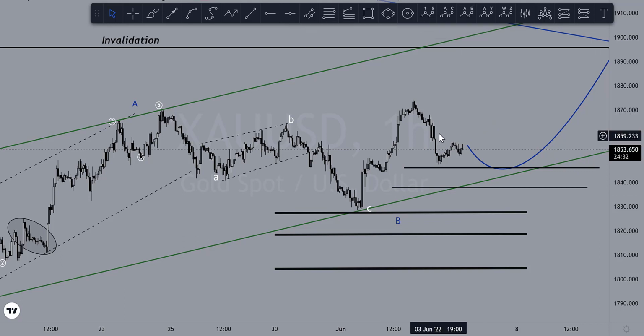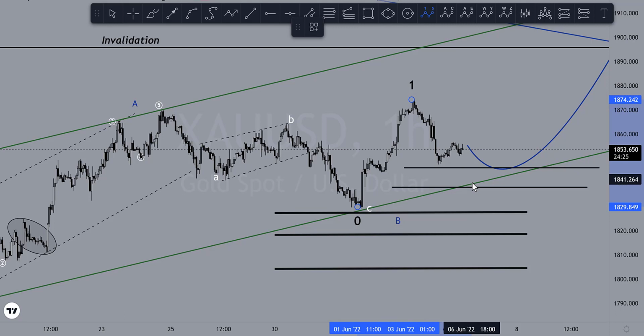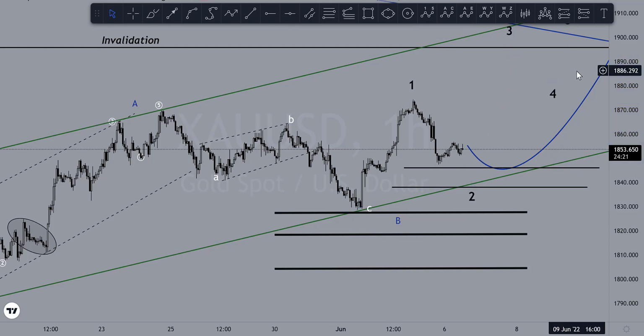So what will be happening there is this will be your first wave, and then your second wave, your third wave, your fourth, and your fifth, as we complete that. So if you manage to get a buy here, it's going to be a long-term buy that you can hold on to. So that's what I'm expecting this week on gold.